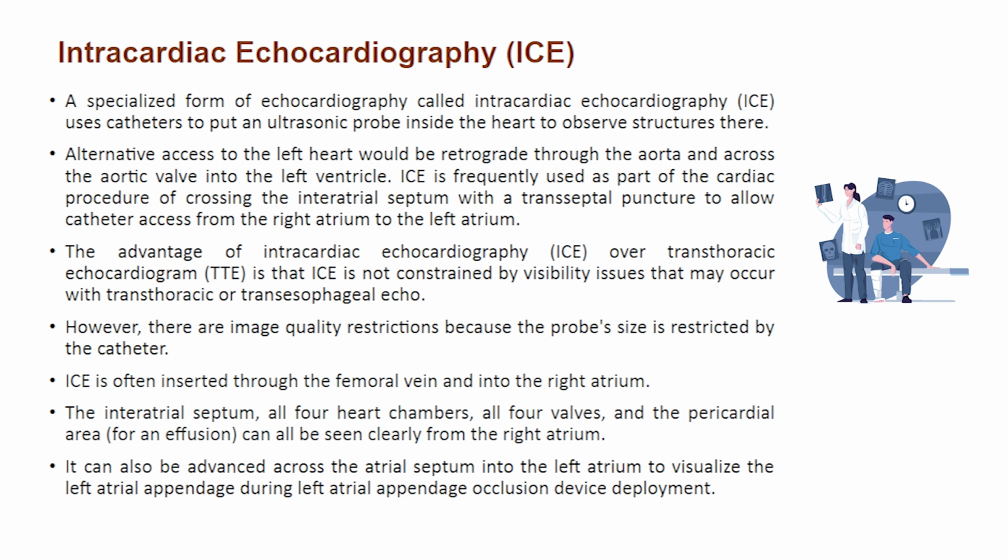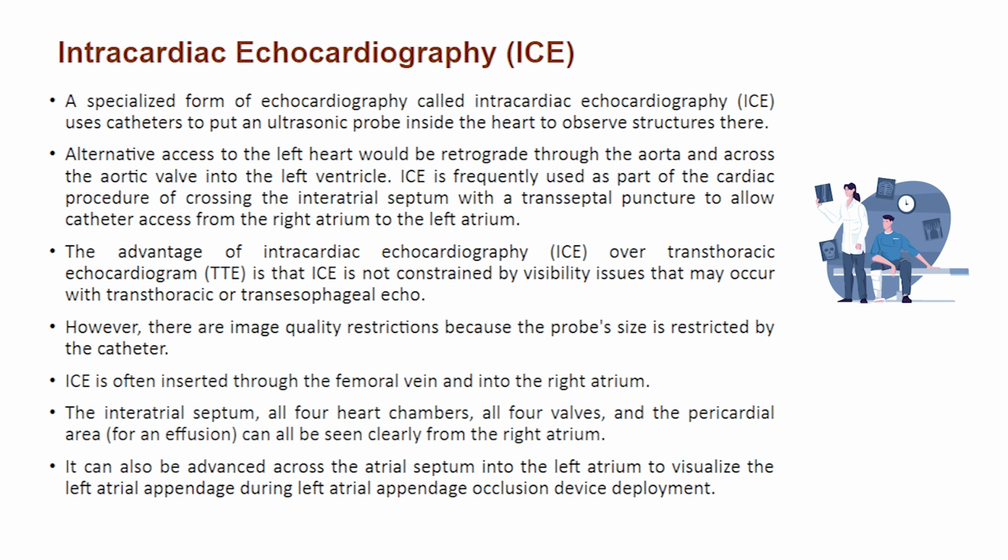ICE is frequently used as a part of the cardiac procedure of crossing the interatrial septum with transseptal puncture to allow catheter access from the right atrium to the left atrium. The advantage of intracardiac echocardiography over transthoracic echocardiogram is that ICE is not constrained by visibility issues that may occur with transthoracic or transesophageal echo. However, there are image quality restrictions because the probe's size is restricted by the catheter.